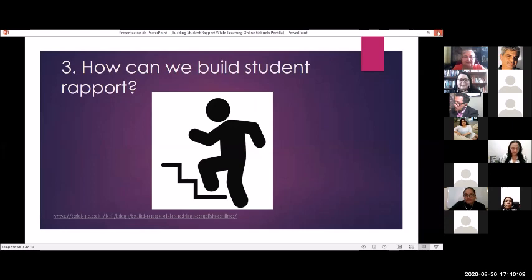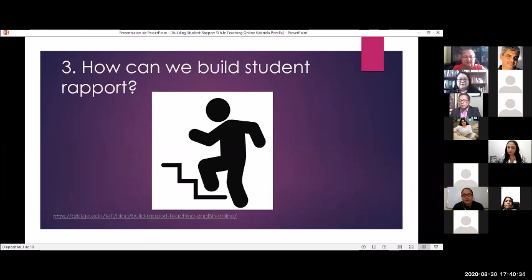Number 3, how can we build student rapport? This is not easy. This is not a task of 1 day or 2 days. This is something that you have to do every single day with your students. You have to give them the opportunity to know you and to give yourself the opportunity to know your students.